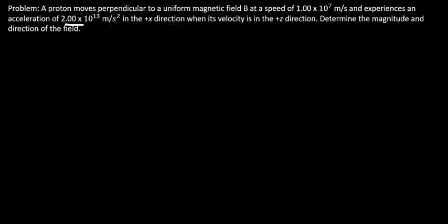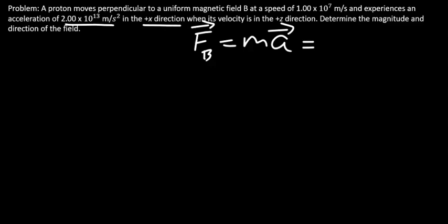Since we are given the acceleration to be in the direction of positive x, that must also be the direction of the magnetic force according to F equals ma. But in this case, the net force F is provided by the magnetic field. Let's call it F sub B. So we can write F sub B, which is ma, equals Q V cross B.